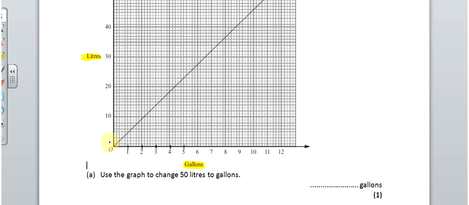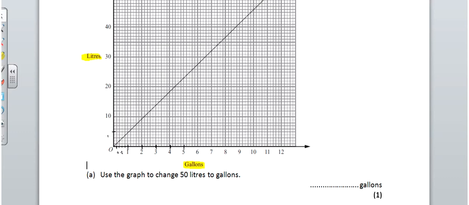And the side scale is going up in tens, which means 1, 2, 3, 4, 5, 6, 7, 8, 9, 10. So each of these is worth 1, whereas each of these is worth 0.2, 4, 6, 8, 10. Yeah, each of these is worth 0.2. So be careful there. Squares vertically are 1, those are 0.2. Anyway, use the graph to change 50 litres to gallons.